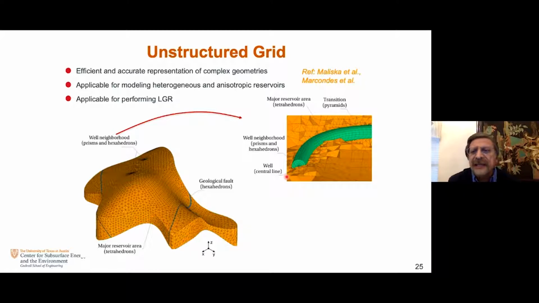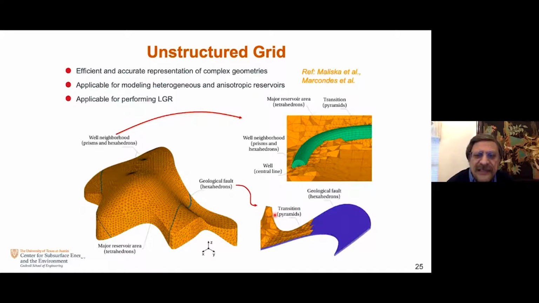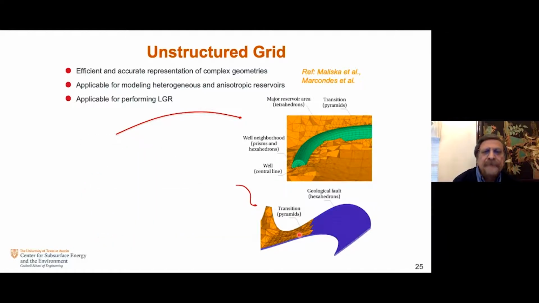Even if you go to some of the wellbores that need to be modeled, I can use different elements to model them accordingly. On top of that, I have enlarged the faulted area here, and I can match the two sides of the reservoir by using the pyramid as a transition element in this whole modeling. So this works pretty well.